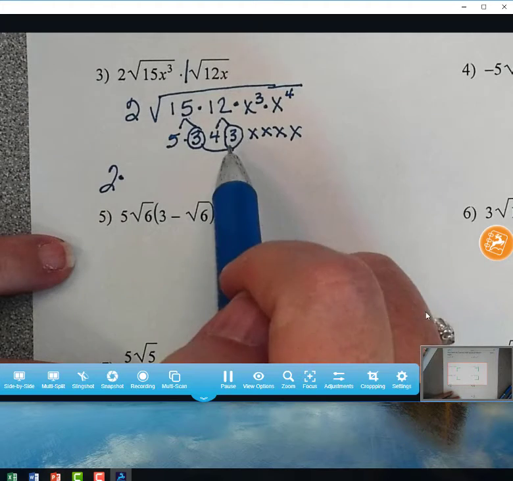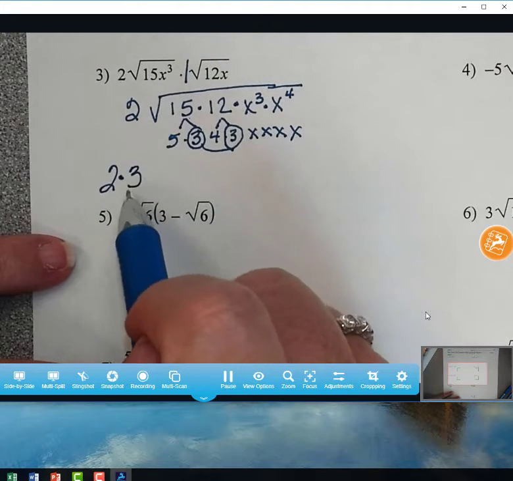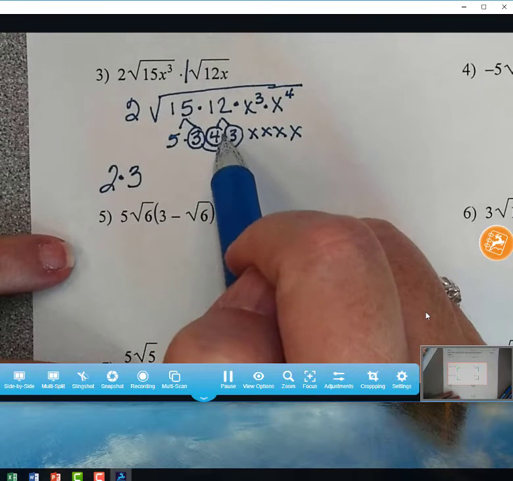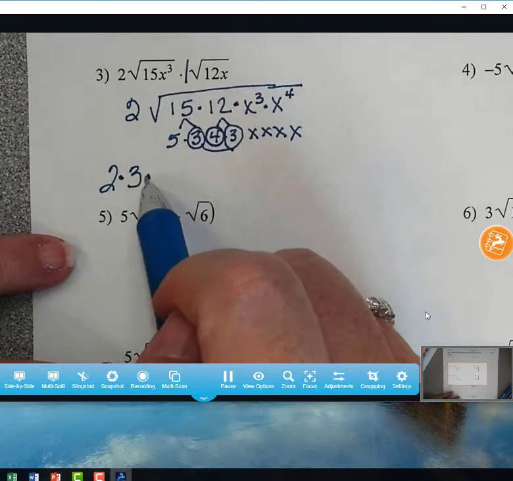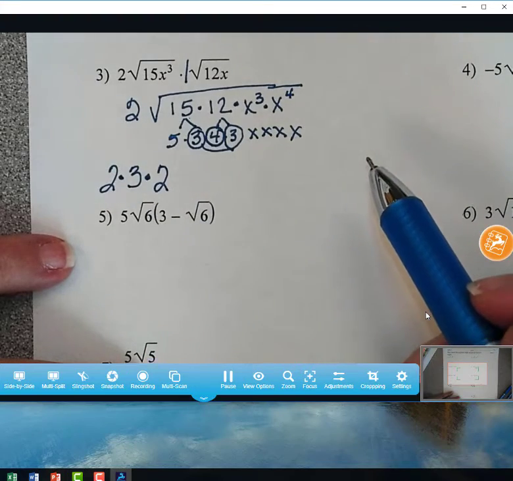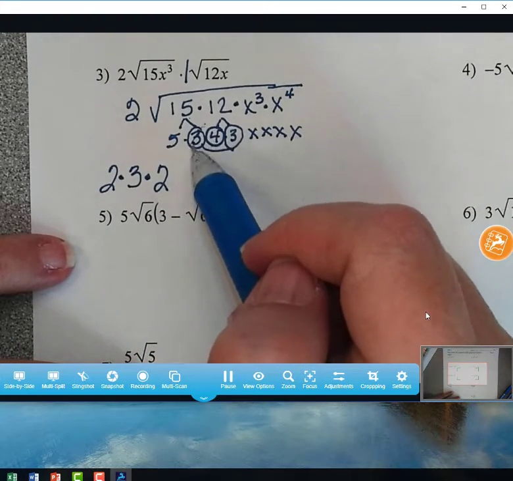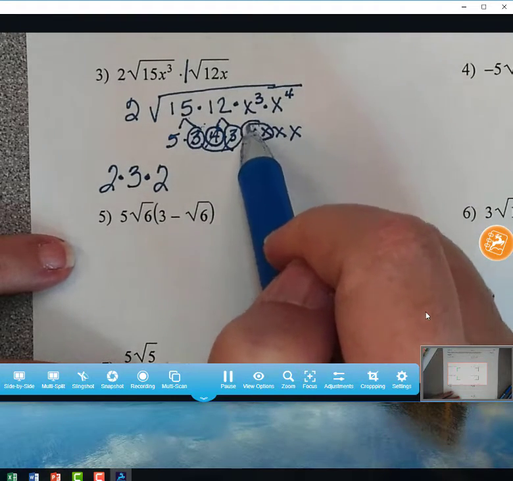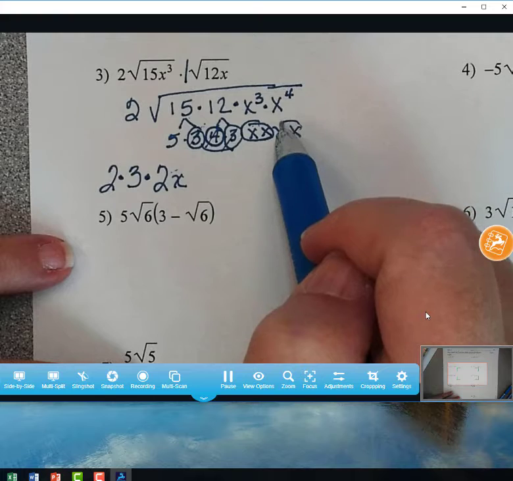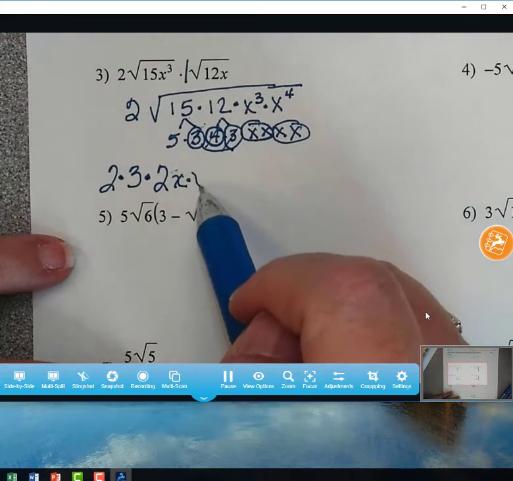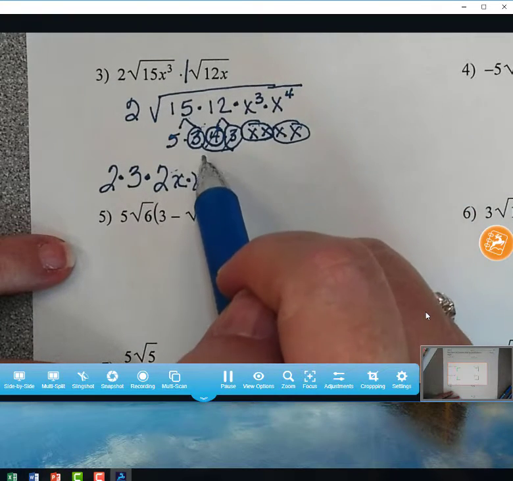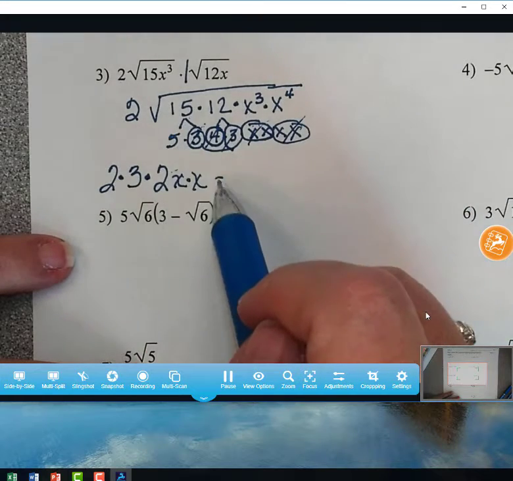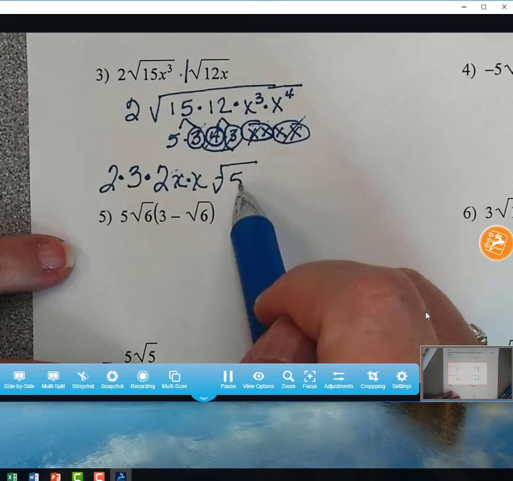So now when I bring it out, it's going to be multiplication just like before. 2 times 3. I have the square root of 4, which is a perfect square, so I'm going to say that's times 2. Okay, so I took care of that, that, and that. Then I have not only one group of x, but a second group of x. I've taken care of everything inside with the exception of the square root of 5.